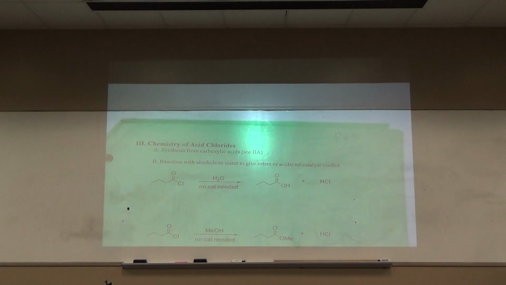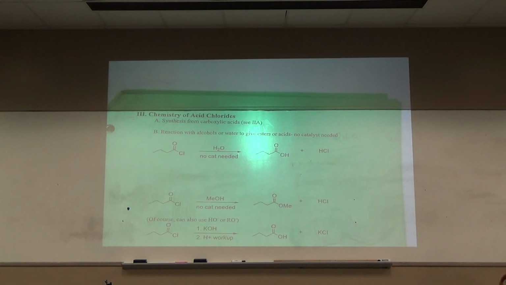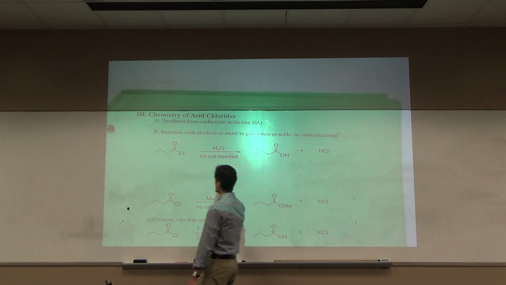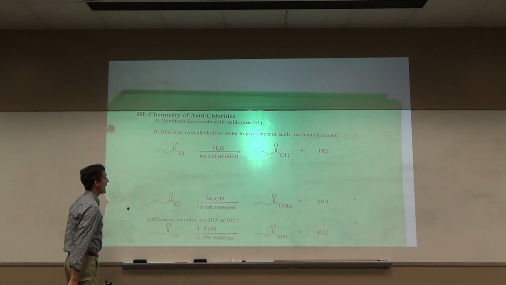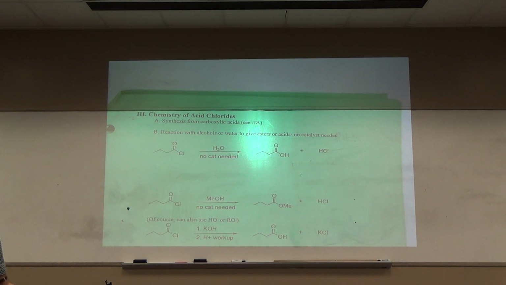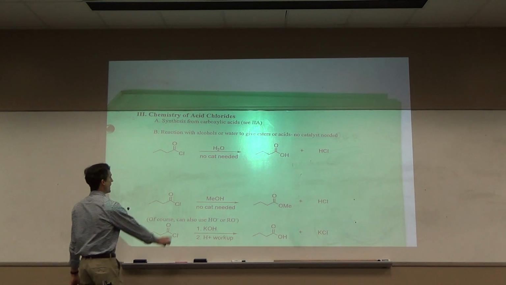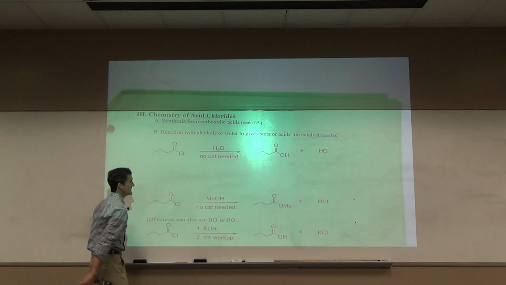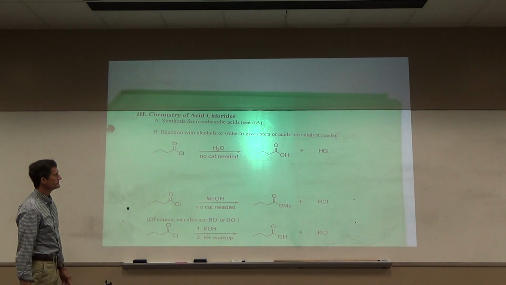Chemistry of acid chlorides. Acid chlorides, also called acyl chlorides, are reactive intermediates in the lab. They're never going to be final products, never going to be a drug. They're too reactive. Never going to find them in nature. They react with water, no catalyst needed. We can get an acyl substitution.